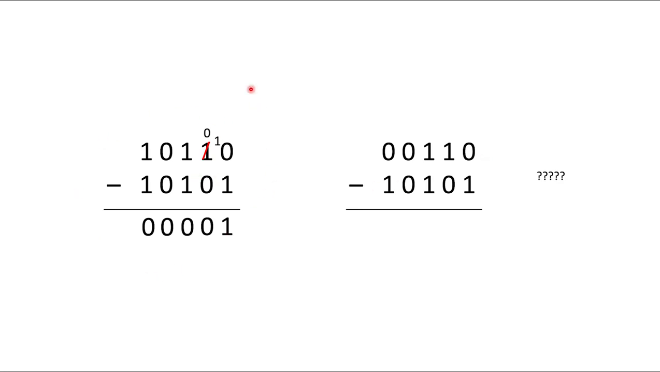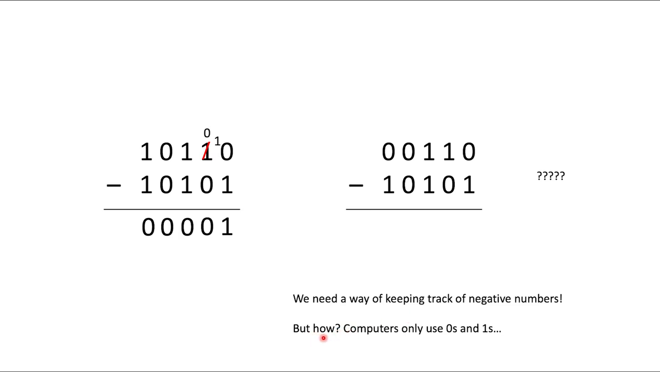This kind of process is the kind of thing that you could imagine emulating using digital circuits, but here we run into an issue. And the issue is that the solution to this problem should be a negative number. However, we haven't told the computer what a negative number is yet. So in order to do this problem, we need a way of keeping track of negative numbers. But the question is how? The problem is that computers only use zeros and ones. So the naive approach, which is just to take this negative sign and stick it in front of a number, doesn't actually work because, well, there's no negative sign on the hardware level.